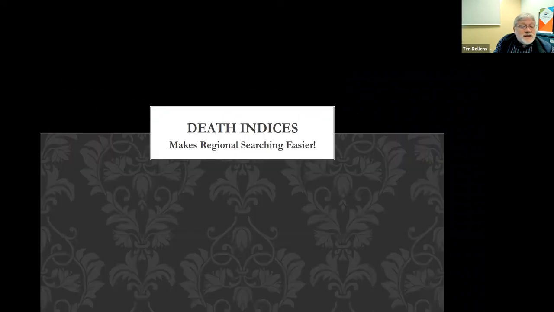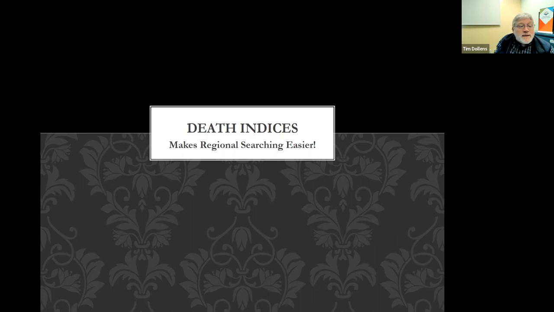Death and disease indexes. This just makes regional searching easier. And almost every state has these, and they're in microfilm or microfiche. Almost all of these are on FamilySearch or Ancestry or HeritageQuest. And so once you get into some genealogical websites, I encourage you to look for these.